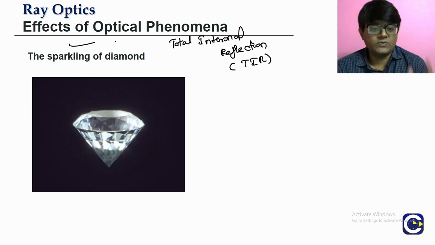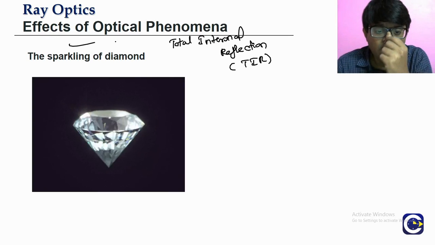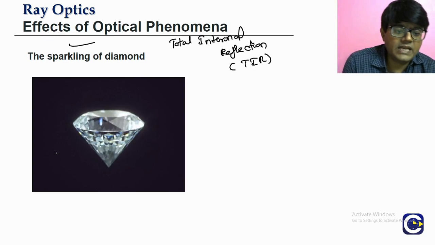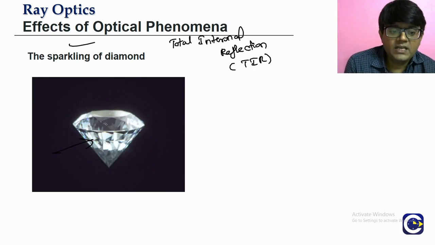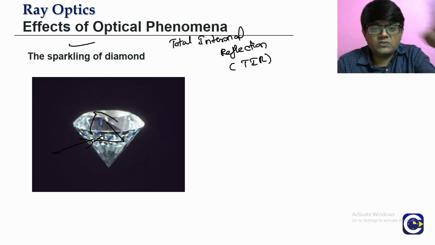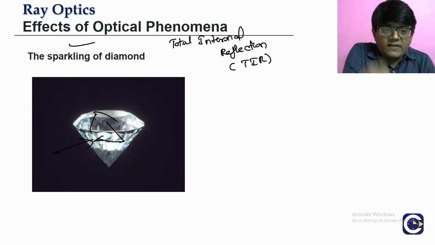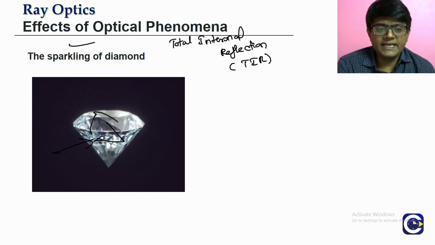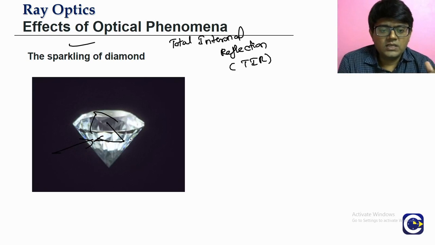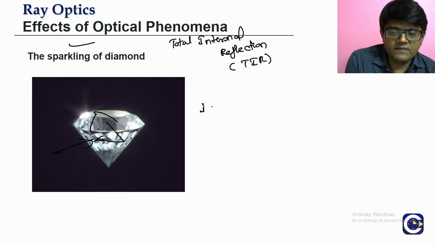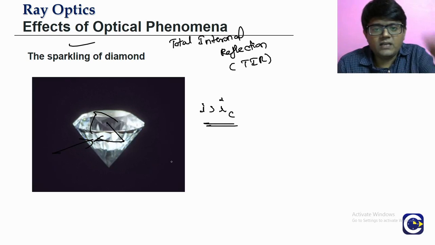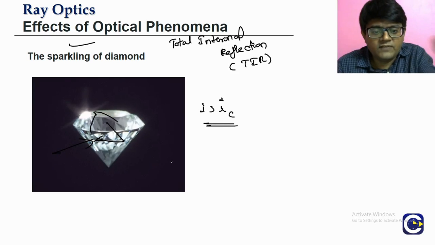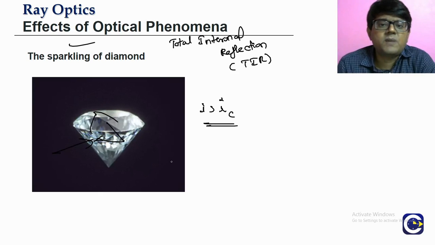Sparkling of diamond is one of the very classic examples of the total internal reflection. Whatever light rays are entering into the diamond will keep undergoing total internal reflection, because diamond is optically denser medium, right? So if the angle of incidence is more than the critical angle, then the light ray will keep undergoing total internal reflection inside. As a result, we will see the sparkling of the diamond.